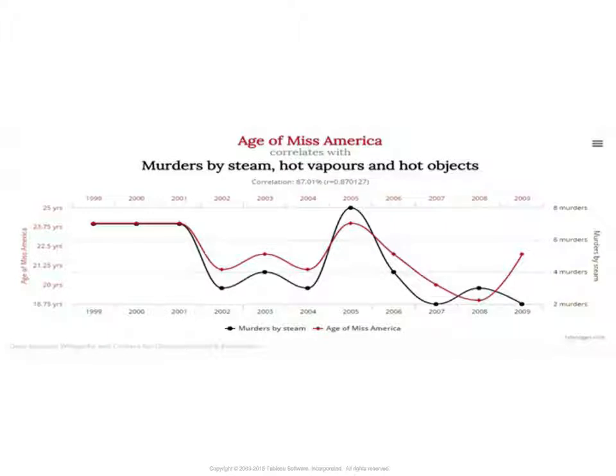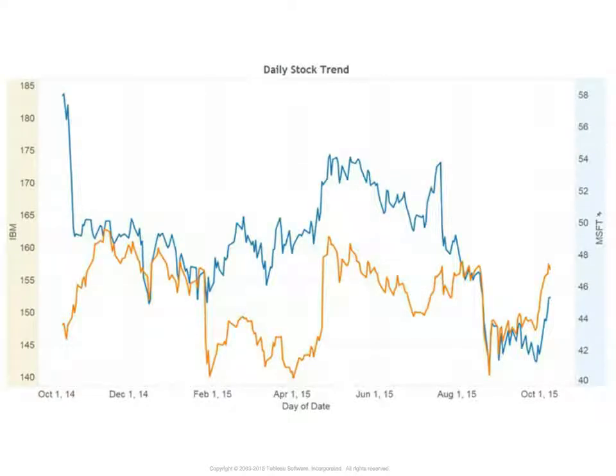I recommend this lovely site here, which is a site that just finds automatic correlations. Here we have the age of Miss America against murders by steam. So I can arbitrarily change this to get different correlations against each other.